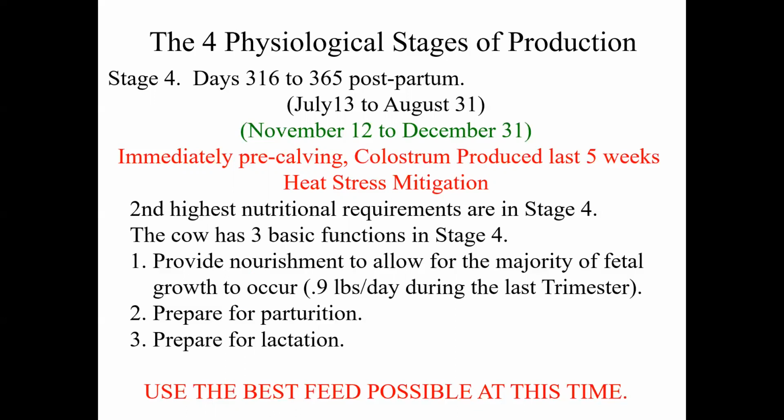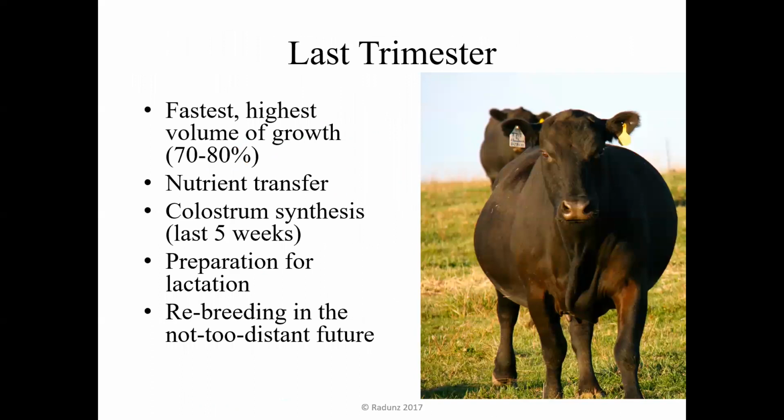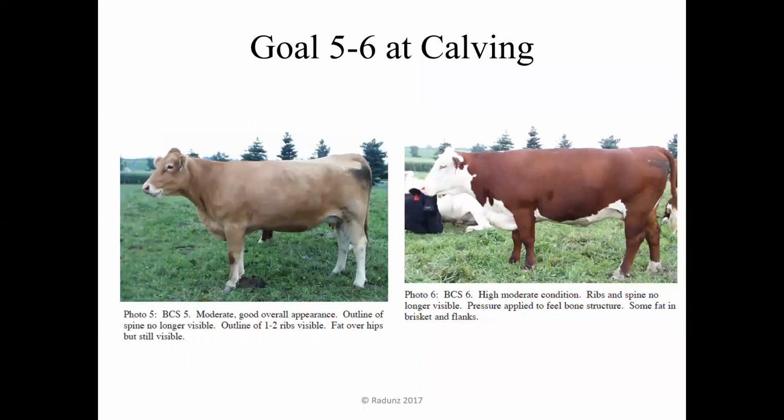Use the best feed possible at this time. So let's look at just this last trimester. It's the period of the fastest volume of growth for the calf. We have nutrient transfer from the dam to the fetus. In the last 5 weeks of pregnancy, we have colostrum production. That cow has to prepare for lactation, and we need to consider how fast she's going to rebreed.